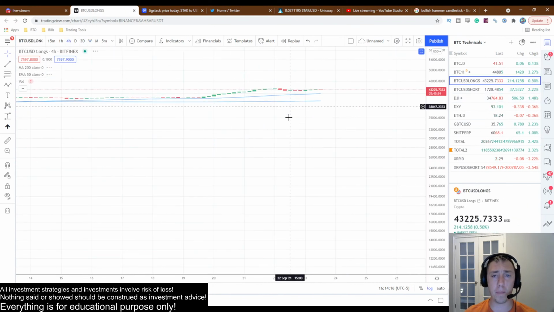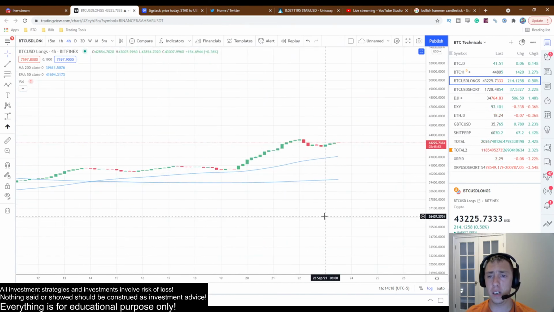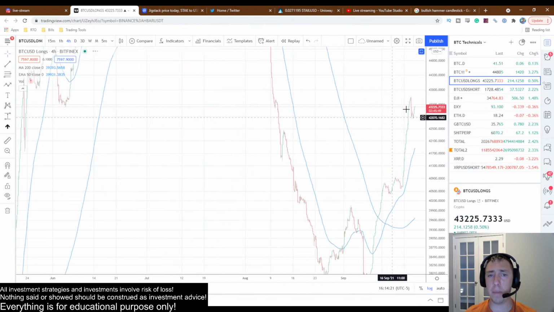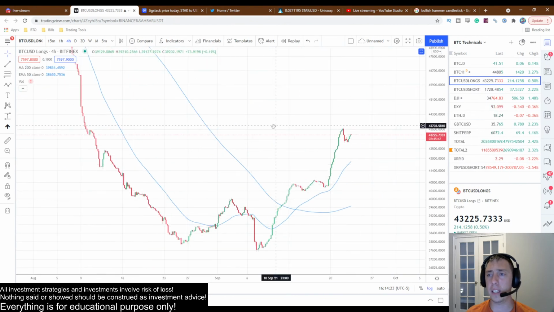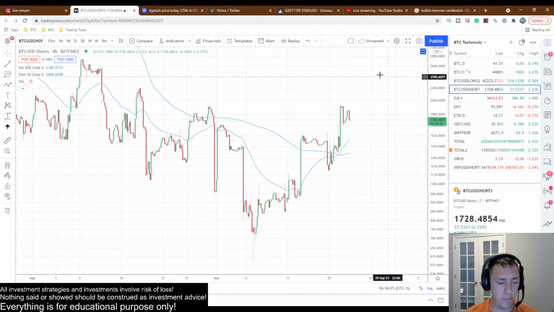Ooh, longs had a pretty healthy little run here. I do love seeing longs being opened up. This is a very good sign. I do like that a lot.